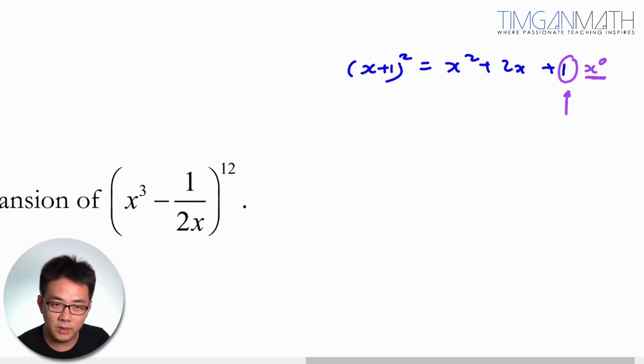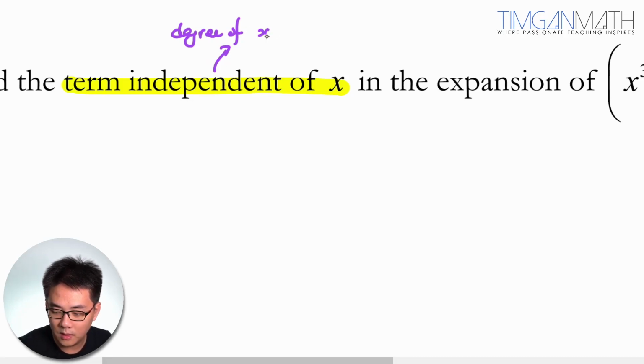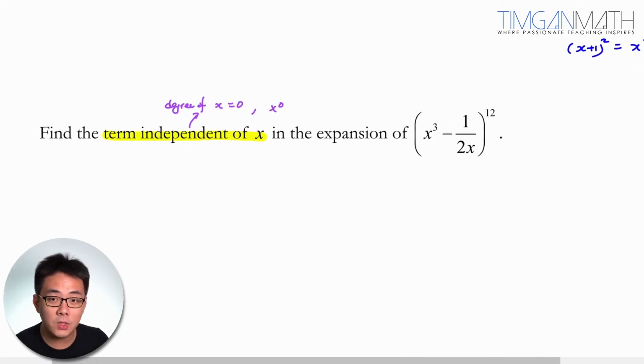So term independent of x would just mean that you need to find the power of x, where the degree of x is 0. Okay, so now we try and solve this question here.